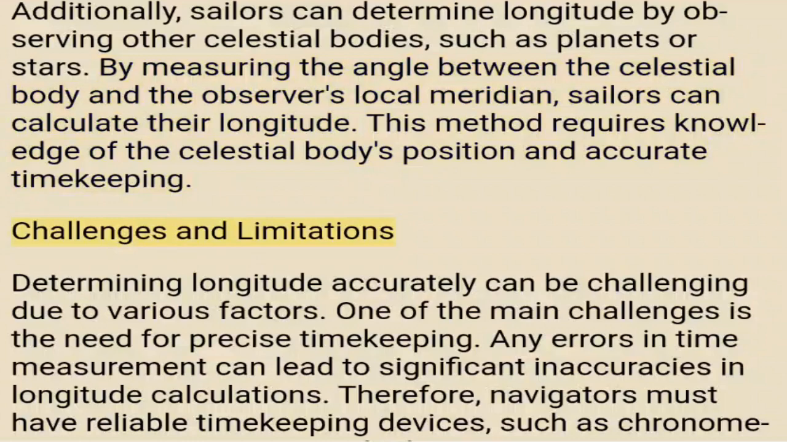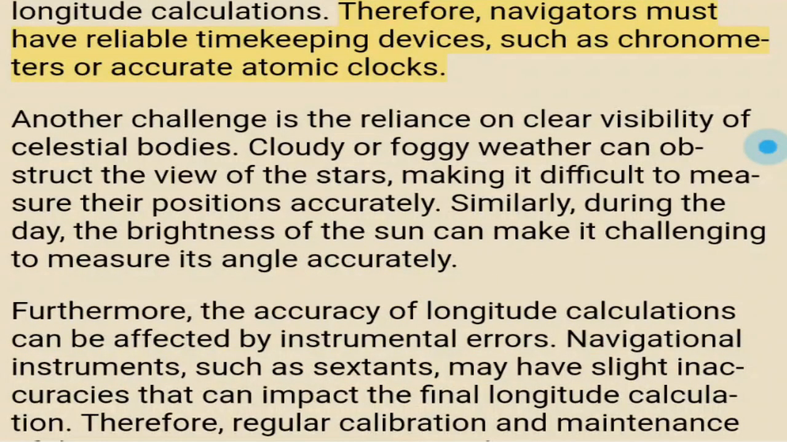Challenges and limitations. Determining longitude accurately can be challenging due to various factors. One of the main challenges is the need for precise timekeeping. Any errors in time measurement can lead to significant inaccuracies in longitude calculations. Therefore, navigators must have reliable timekeeping devices, such as chronometers or accurate atomic clocks.